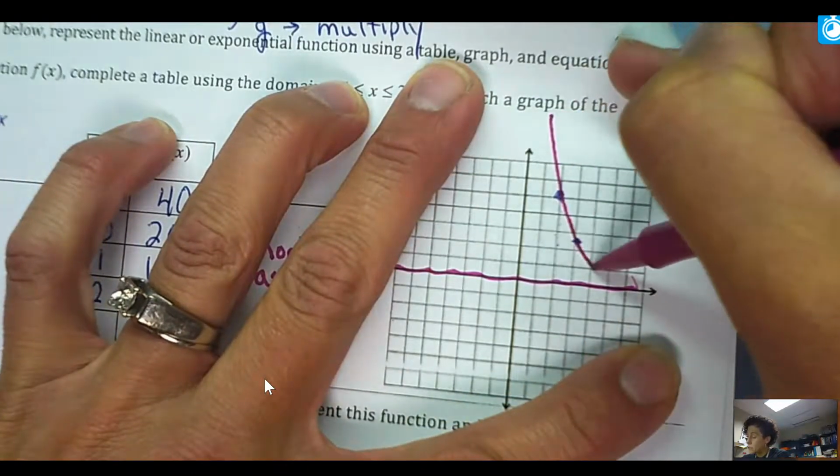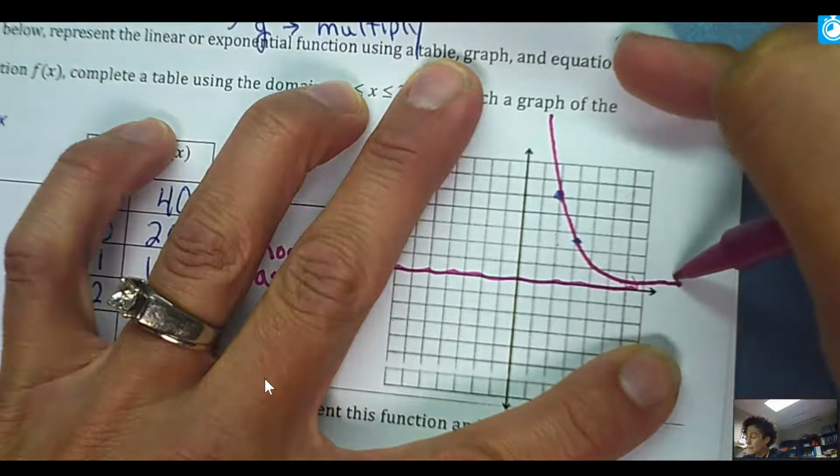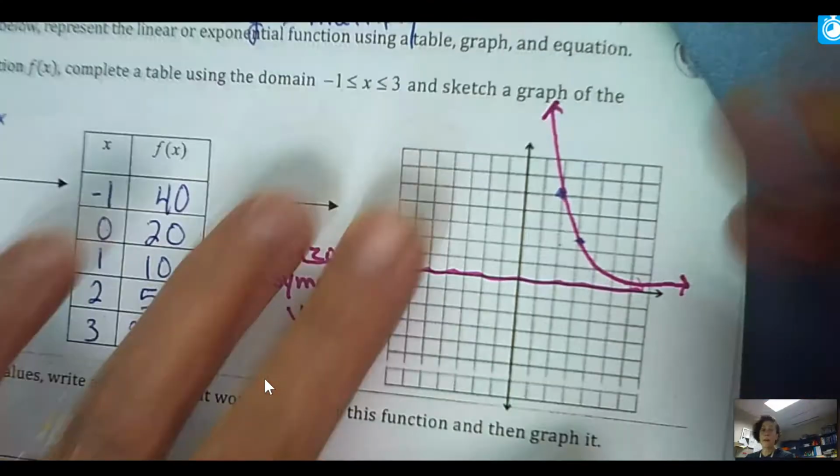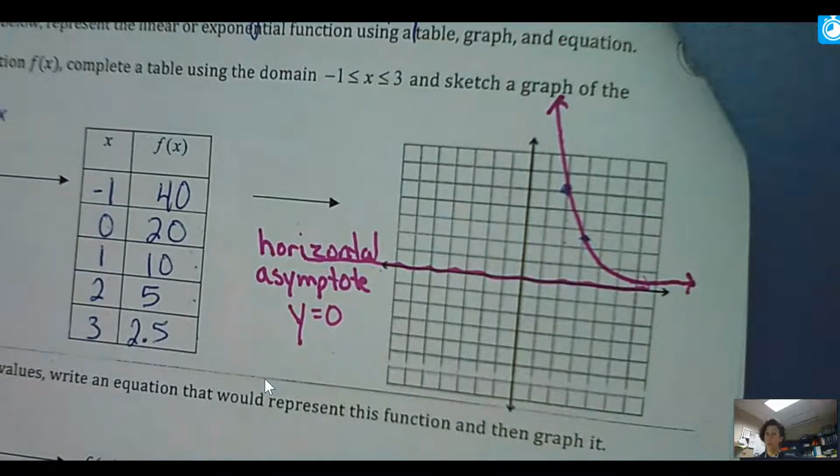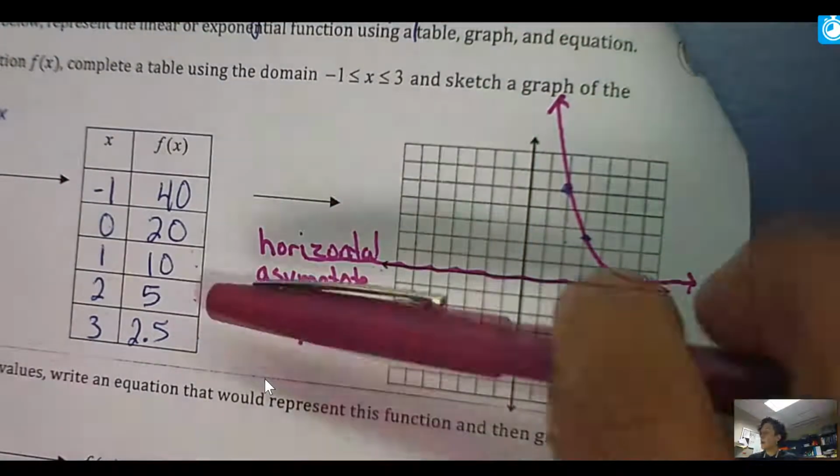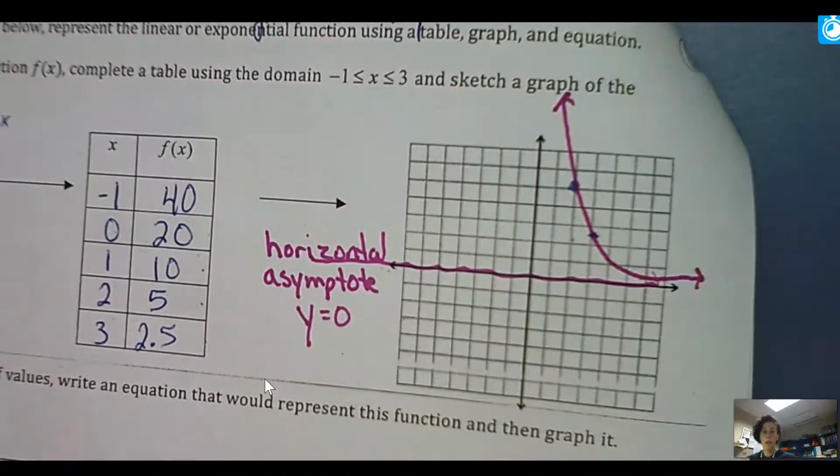And when it gets closer to the wall, I'm going to let it flatten out and stay above it. Don't let it touch it. Don't let it cross it. So all of our shapes for exponential functions, they will all have this wall. All right, so it's a good idea just to start drawing that in there.